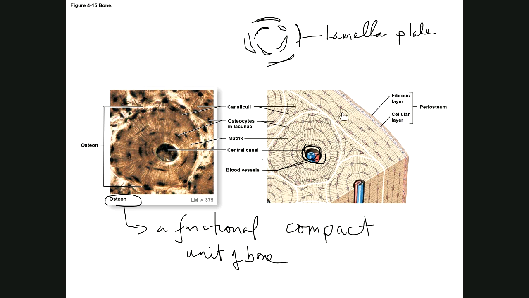Next time we'll look at bone in general. You find different kinds of lamella plates. If it's involved in an osteon, it's concentric. If it's on the outside, it's circumferential. And if it's between them, it's considered an interstitial lamella plate. You don't need to know that for exam 2, but in exam 3, you would need to know that.